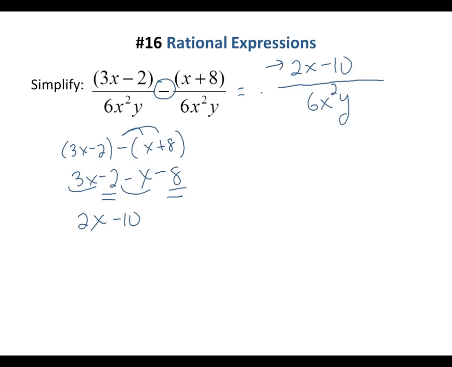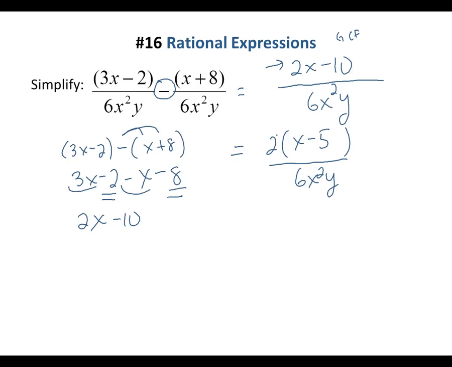So I'm going to distribute out. That's 3x minus 2. We distribute out the negative 1, we get negative x minus 8. What's next? Some like terms, right? We got 3x, negative x, 2x, and then we have negative 2 and negative 8, that's negative 10. So you think I'm done? Not quite. There's one more thing that we have to do. Remember the last problem we had to reduce?